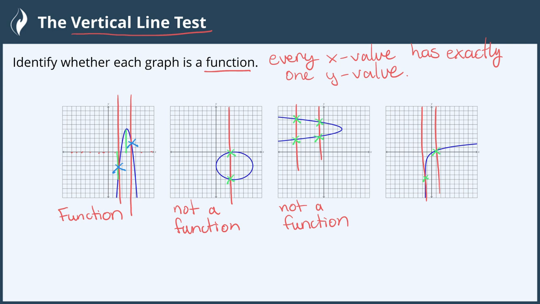And so this one is still a function because each of those x values has exactly one y value. Even though it's a very small difference between them, they are still a different y value. So it is a function. We've now identified all four of these graphs, whether they are a function or not, and now we're all done.